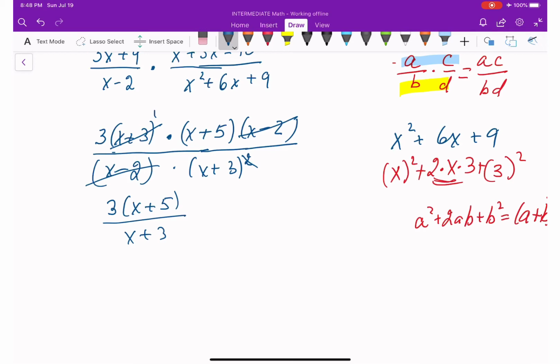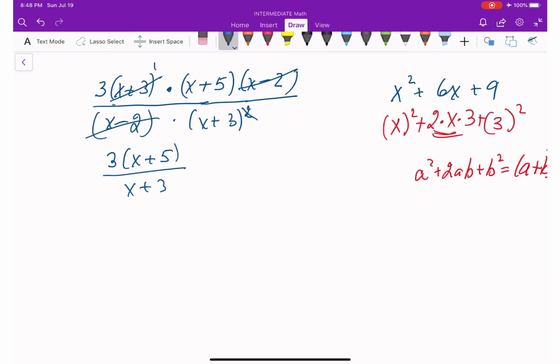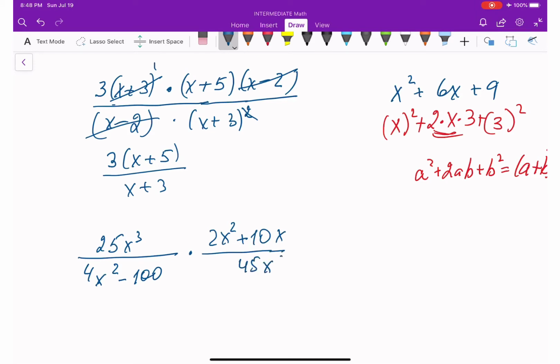Okay, moving to the next one. It is going to be 25x³ over 4x² - 100 times 2x² + 10x over 45x². All right.